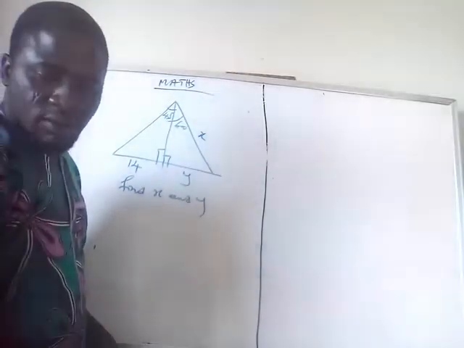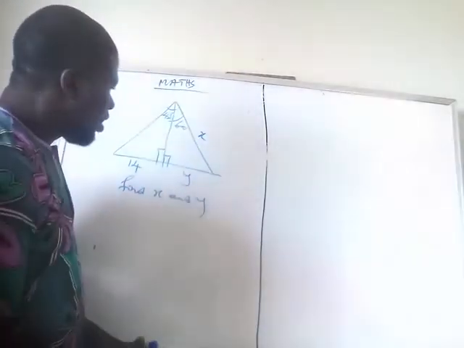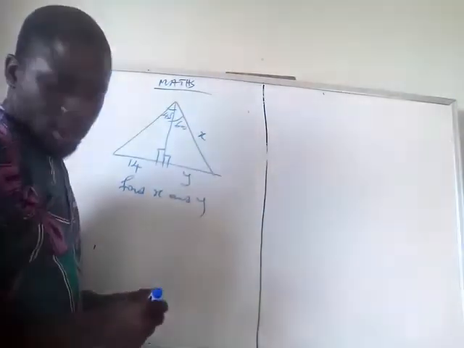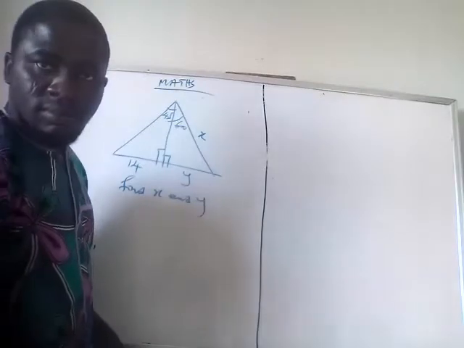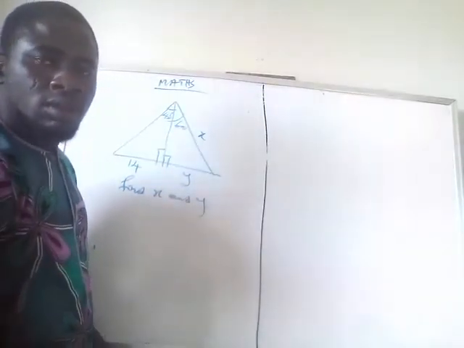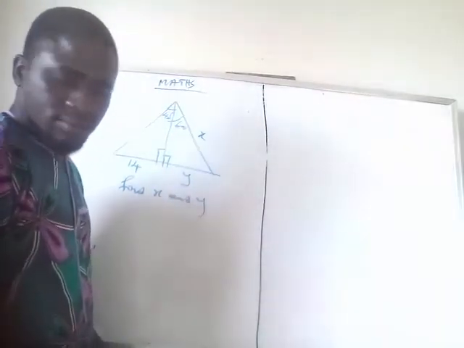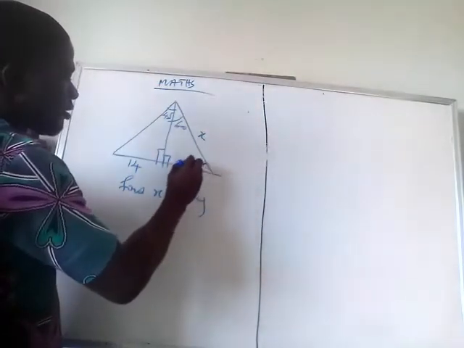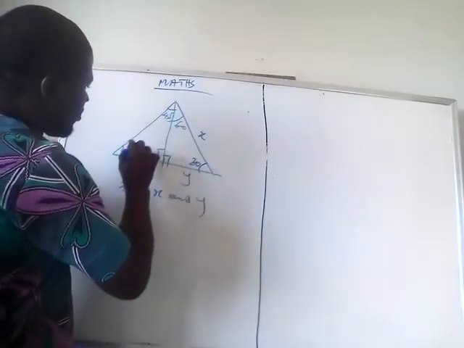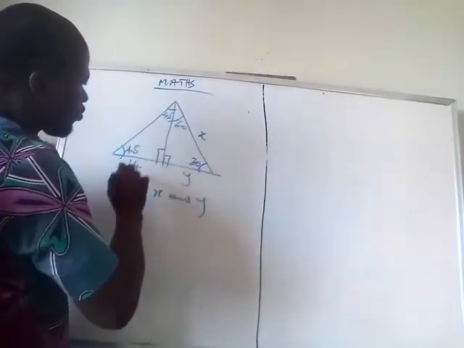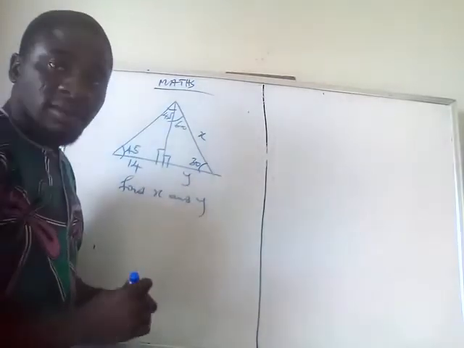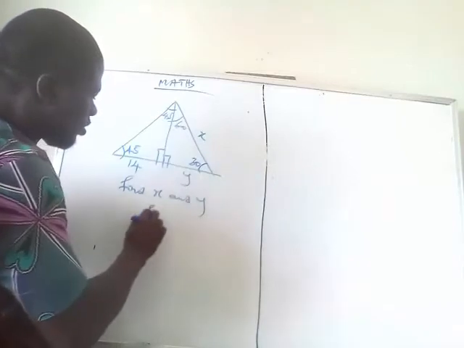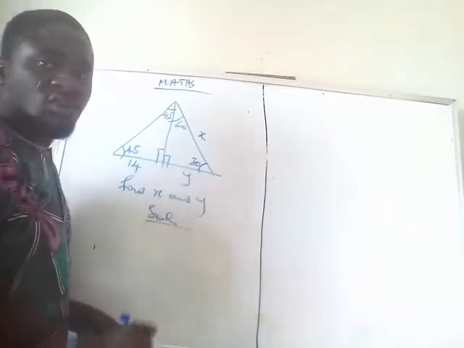If you are to find x and y, it means you have to complete the triangle first. The angles that are supposed to be there, you have to complete them first. So here should be 30 and here should be 45 to make the two sides 180, 180. So we start. We have completed the triangle.